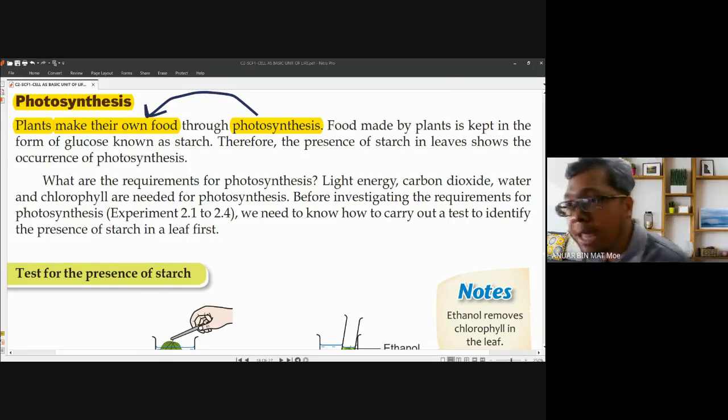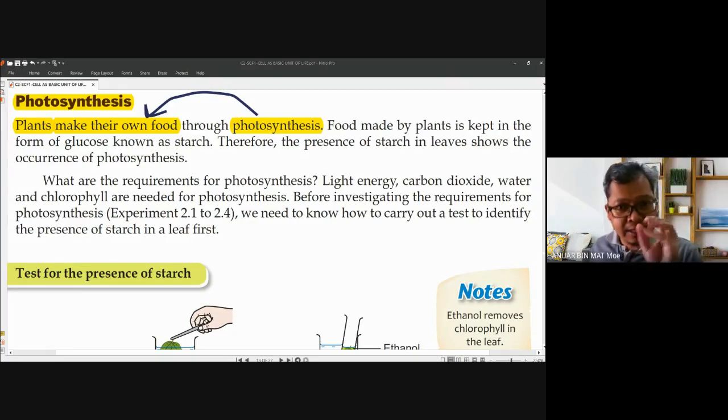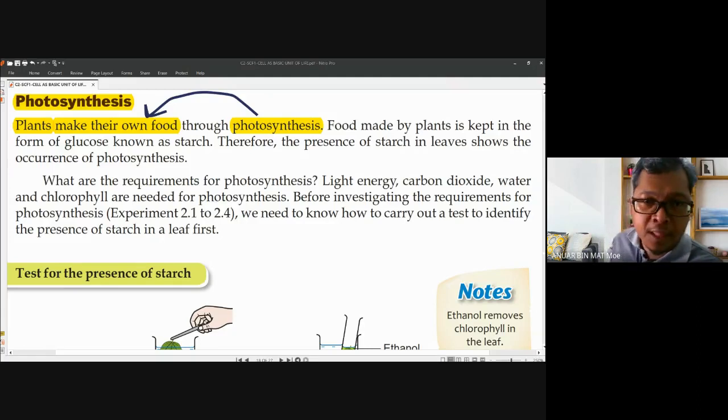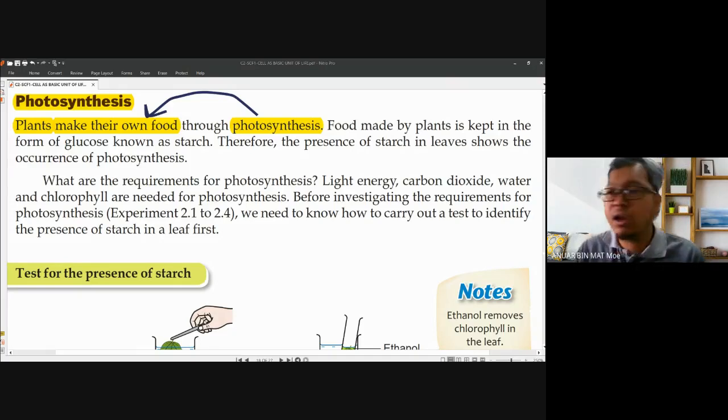We cannot make our own food, but plants have the special feature. They can make their own food in order to live. That's why we are called consumers. Humans are called consumers because we consume the food. We need to find the sources of food, for example plants, fruit, vegetables, chicken, meat. We cannot create our own food. But plants we call producers, because they can make their own food.